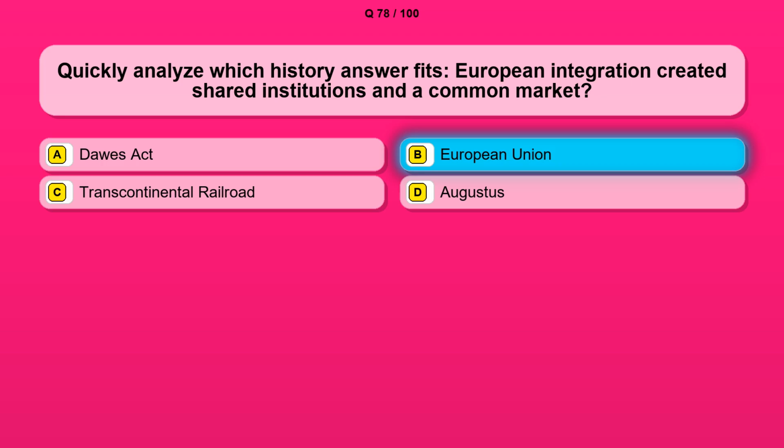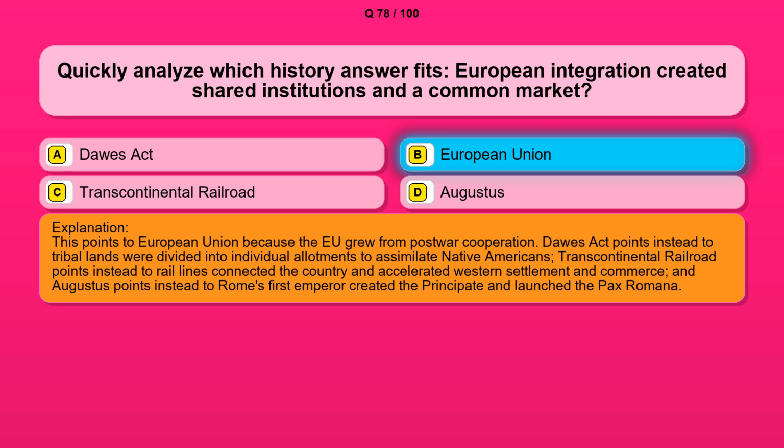The correct answer is option B, European Union. This points to European Union because the EU grew from post-war cooperation. Dawes Act points instead to tribal lands were divided into individual allotments to assimilate Native Americans. Transcontinental Railroad points instead to rail lines connected the country and accelerated Western settlement and commerce. And Augustus points instead to Rome's first emperor created the Principate and launched the Pax Romana.